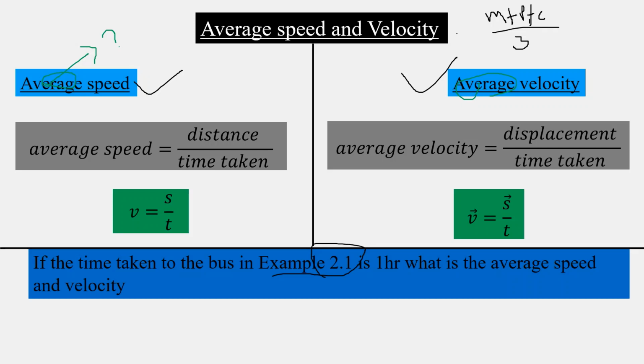We have said that the distance is 5 km and displacement is 1 km. So speed is 5 km per hour and velocity is 1 km per hour.